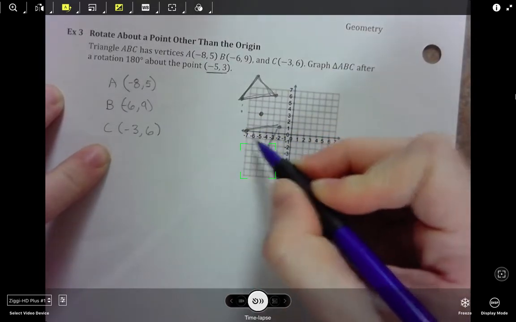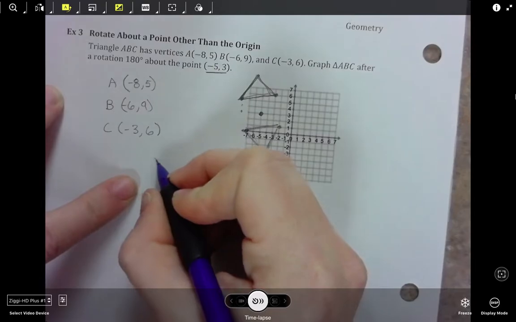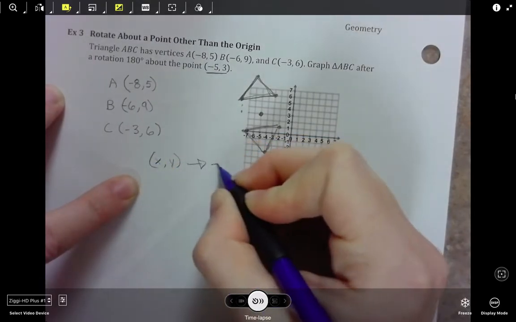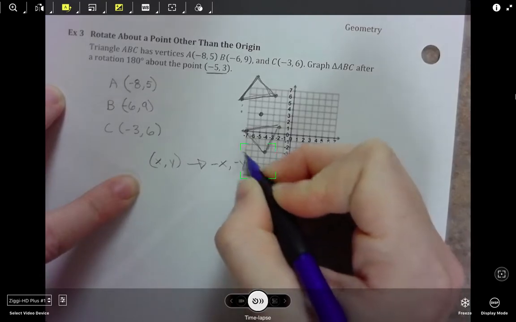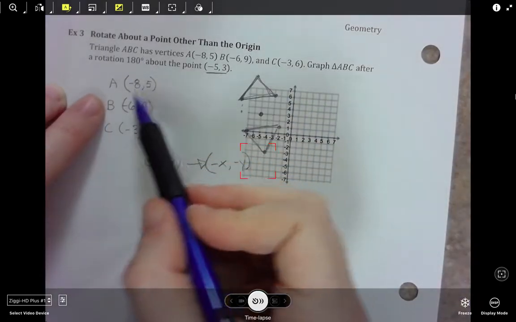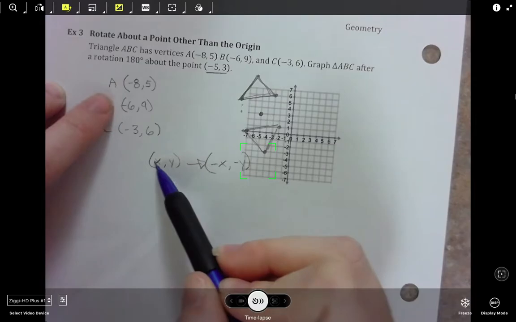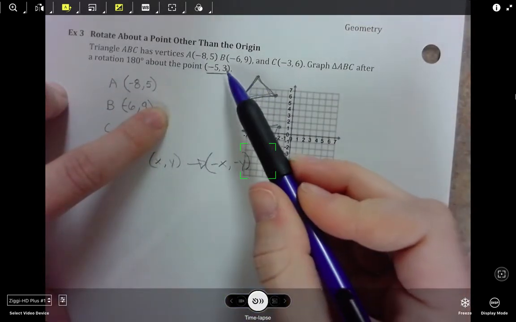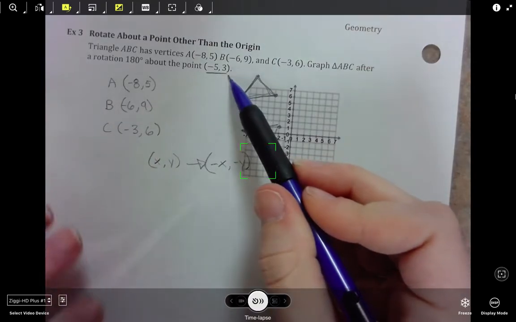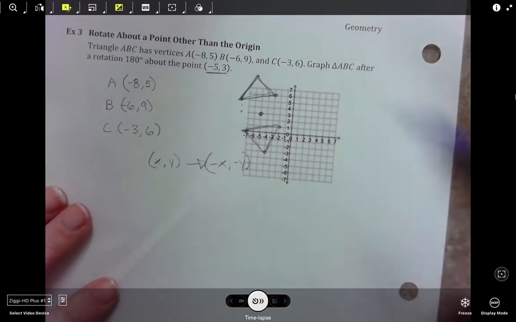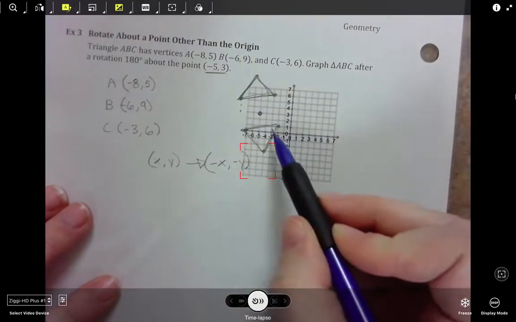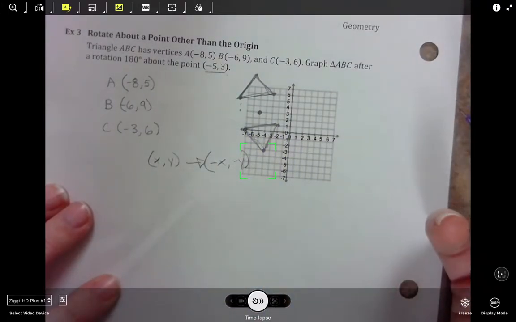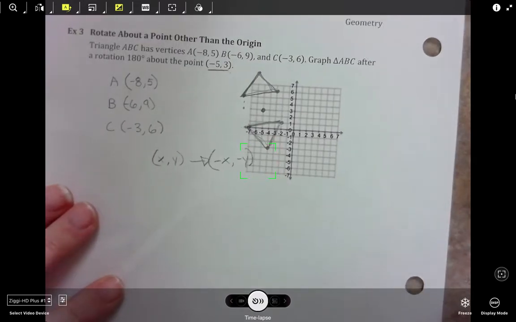You're doing exactly the opposite, because 180 degrees is taking x and y and making it negative x, negative y. Now, the reason why I can't just make positive 8 into negative 5 is because I'm not rotating it about the origin. I have to take into consideration the point negative 5, 3. So that's the easiest way for me to think about it, is to actually graph it and then move those points accordingly.